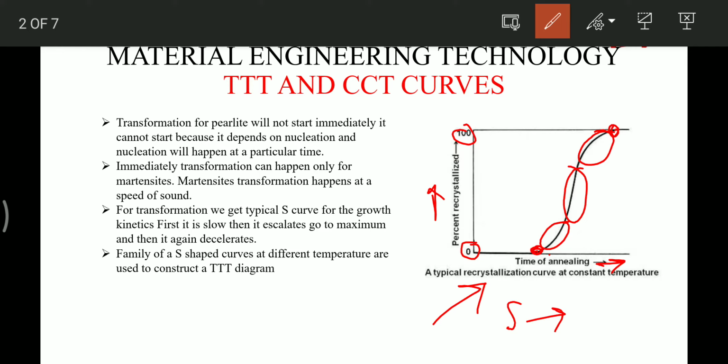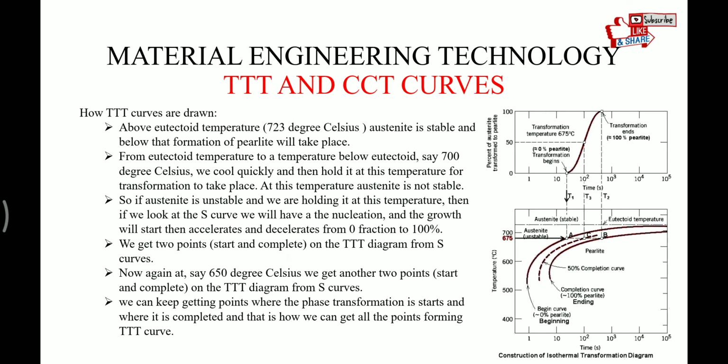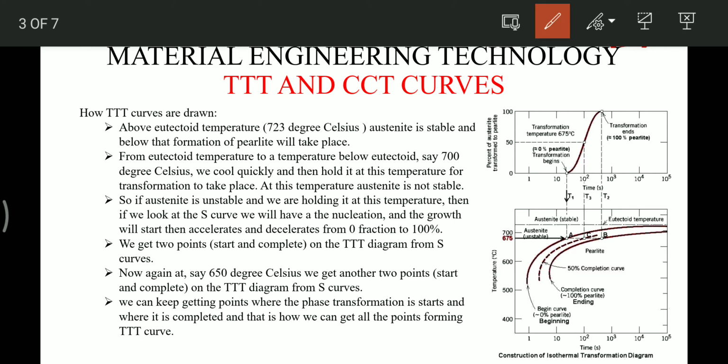Basically by using these S curves, or a family of S curves at different temperatures, we can draw the TTT curves. So this one S curve is drawn for a particular temperature, and a particular composition of iron and carbide. The family of these curves will help in drawing TTT diagrams. As you can see in this figure, this is the TTT curve.